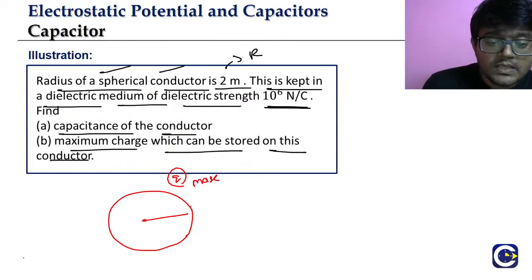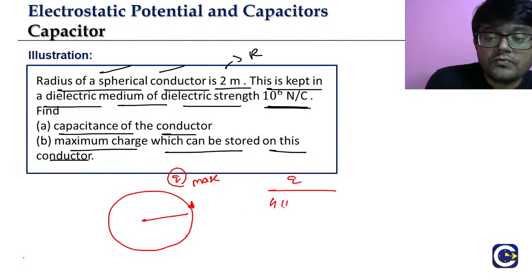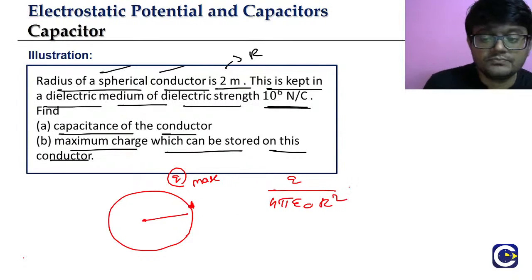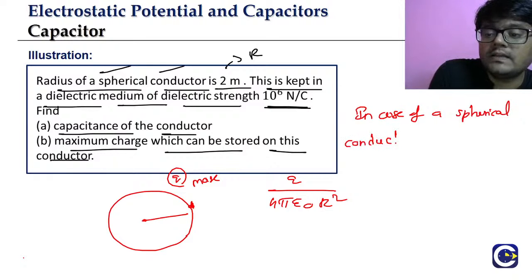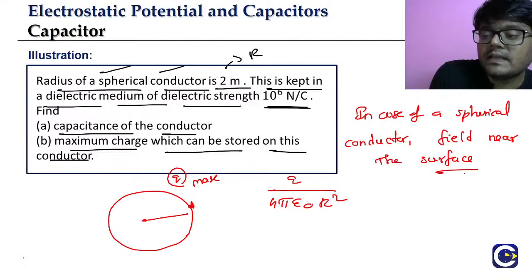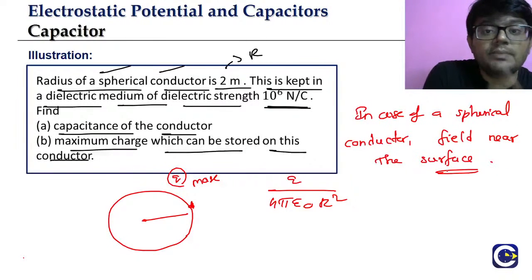Okay, for a spherical conductor, field எங்க maximum இருக்கும்? Just near the surface. அதோட வேல்யூ என்ன? q by 4 pi epsilon into r square. Okay, so in case of a spherical conductor, field near the surface. ஏன் நம்ம surface கிட்ட தான் எடுக்கிறோம்? Because field near the surface is going to be the maximum value.